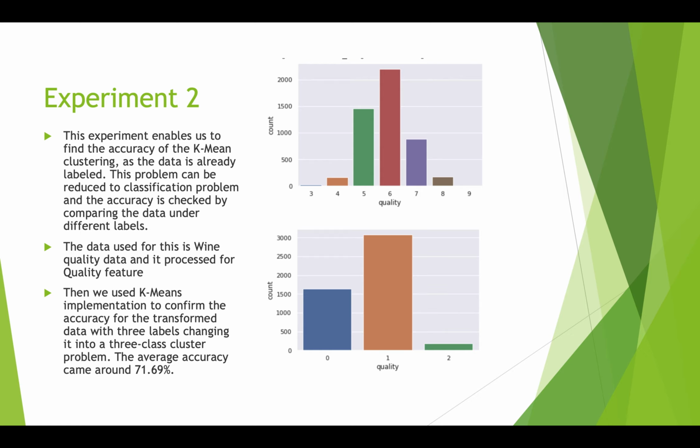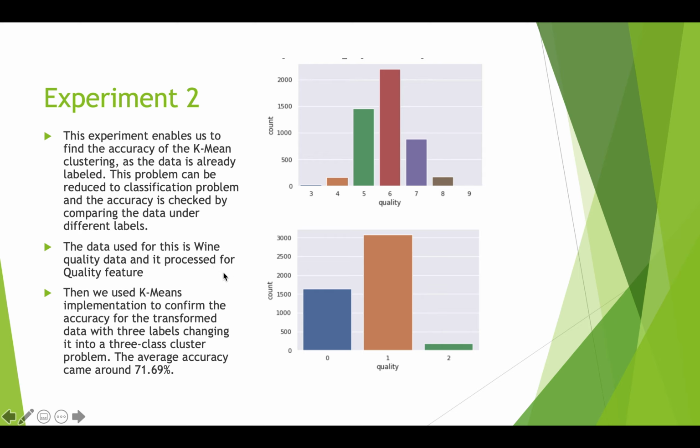Experiment 2 is basically done to find the accuracy of the k-means clustering, and this is done on the wine data that I obtained from the UCI repository. This wine data had 11 features. I selected the feature quality to calculate the accuracy, and you can see on the first graph there's a count of how many items we have in the dataset for each quality.